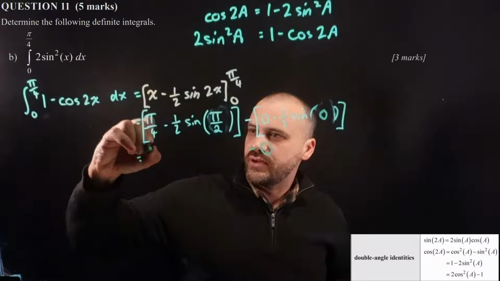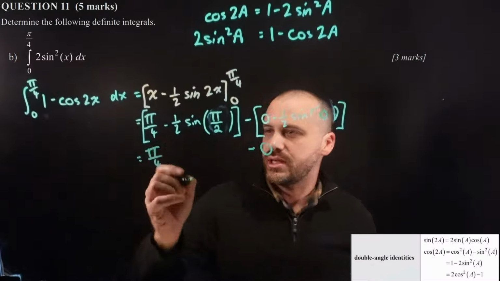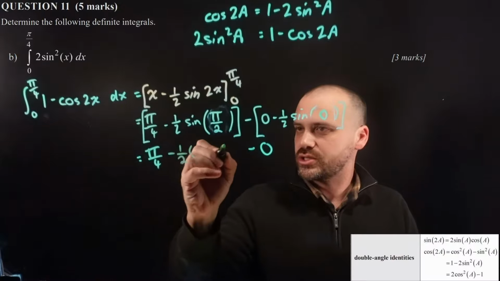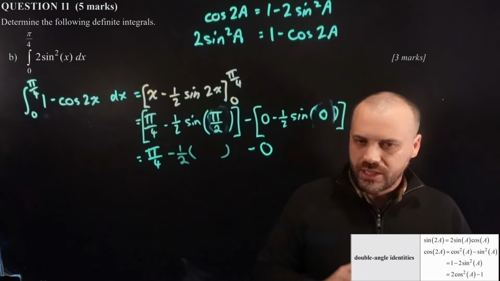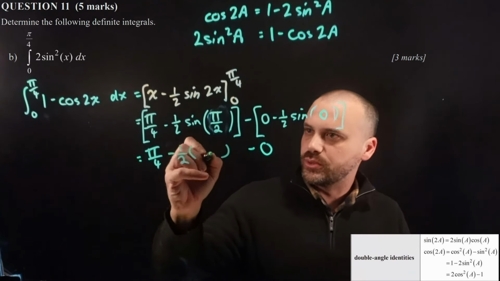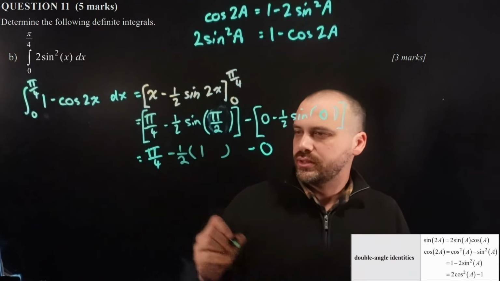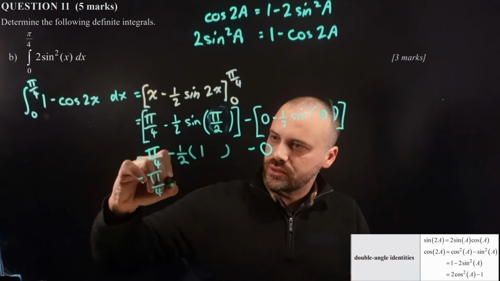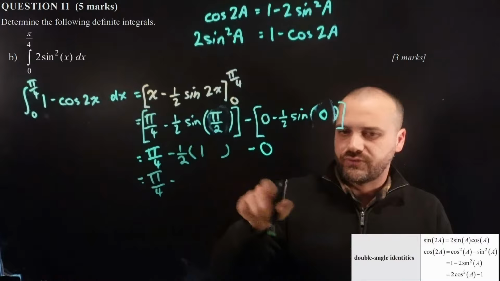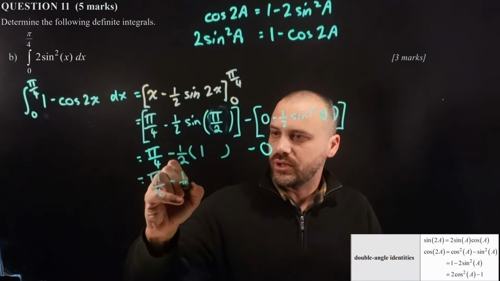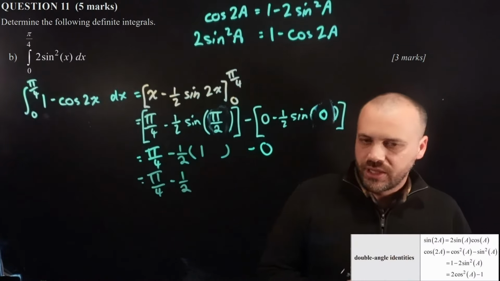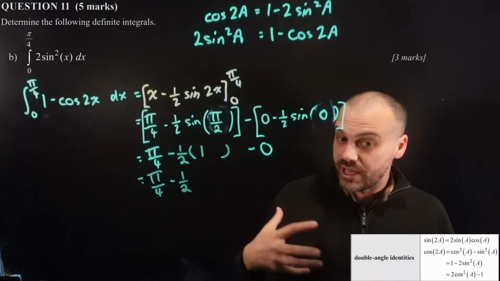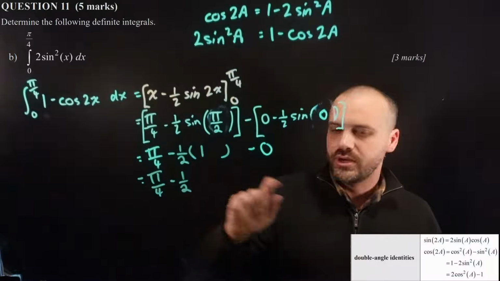All right, so we have a pi on 4 here. And then we've got our minus 1/2 and then sine pi on 2. Sine pi on 2 is equal to 1. So finishing this off now, we have pi on 4 minus 1/2 times 1 is minus 1/2. Now that looks like not a great answer, but that is the answer. Pi on 4 minus 1/2.